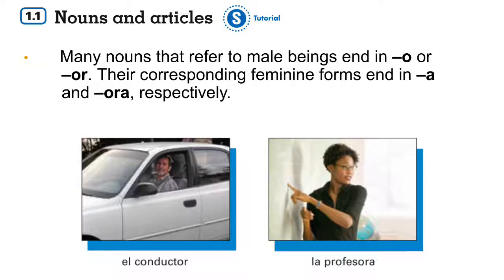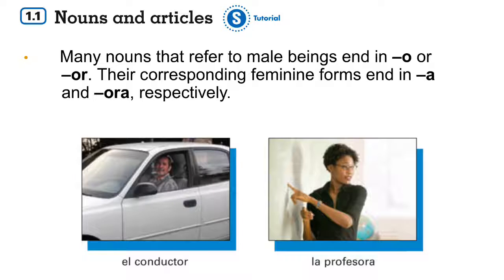For example, we just talked about them. El conductor, what does el conductor mean again? Good. Male driver. What about la profesora? What does la profesora mean? Muy bien. Female teacher. You guys are doing great at this. Pretty easy, not too bad.